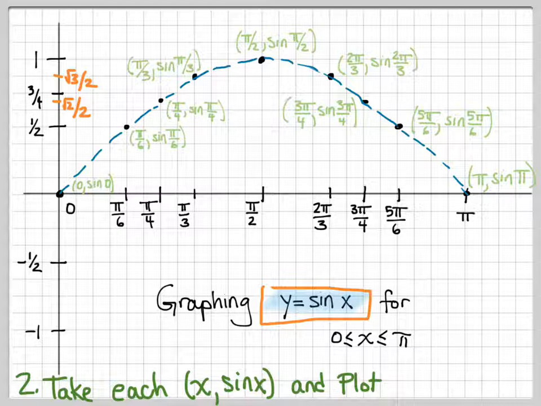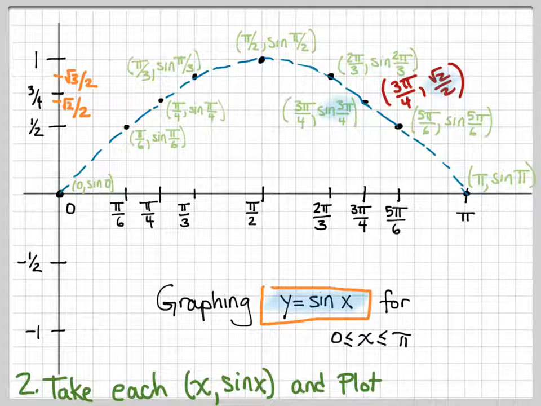So you just take every possible value. For example here, if you want to know what happens at this point, for 3 pi over 4, all you do is you plug in 3 pi over 4 to sine, and that gives you rad 2 over 2. And so this point here is 3 pi over 4, comma, rad 2 over 2. Right? And that's because sine of 3 pi over 4 and rad 2 over 2 are the same thing.